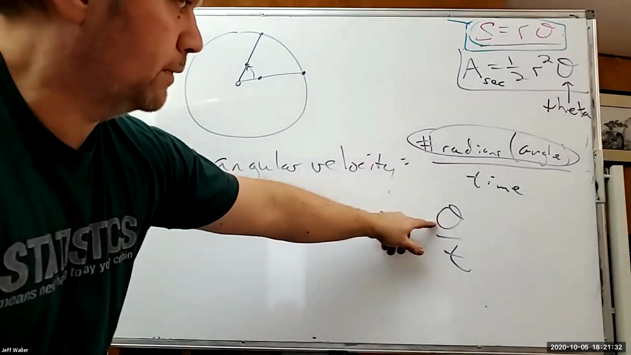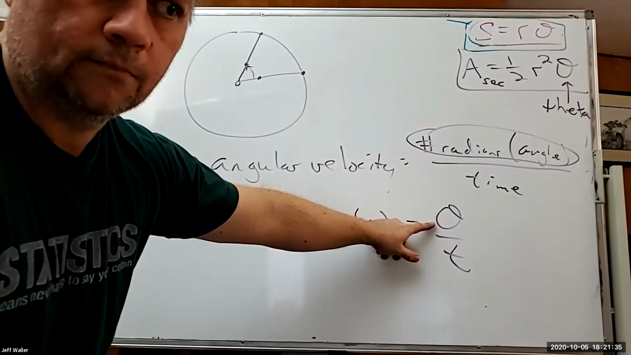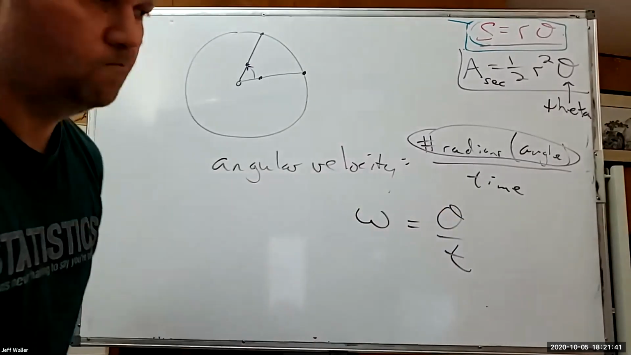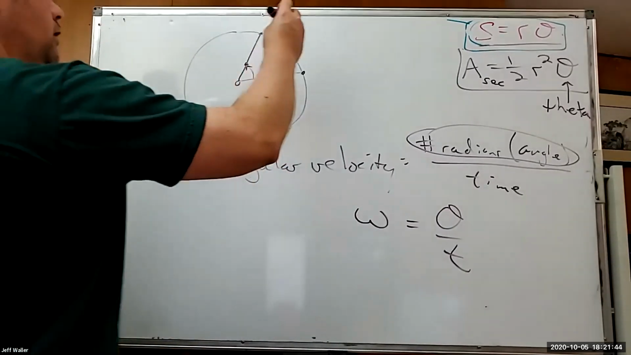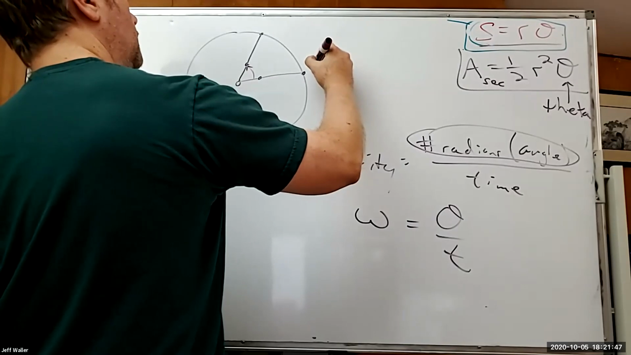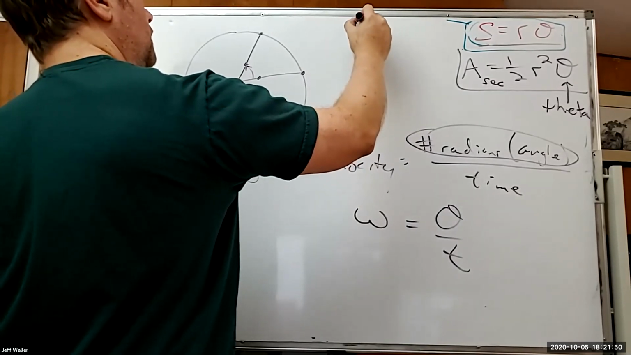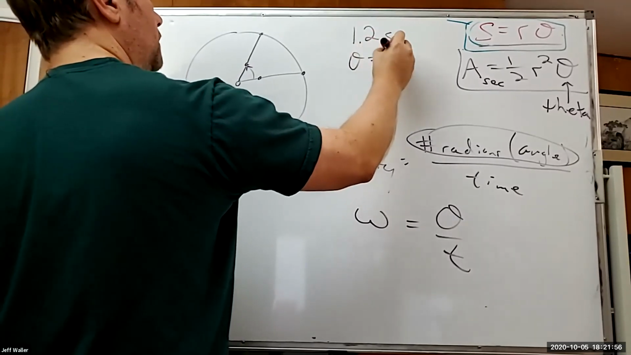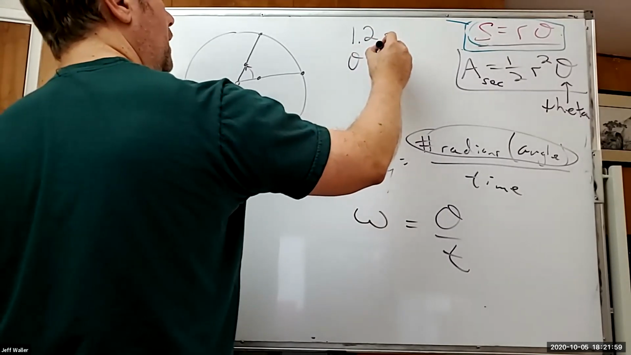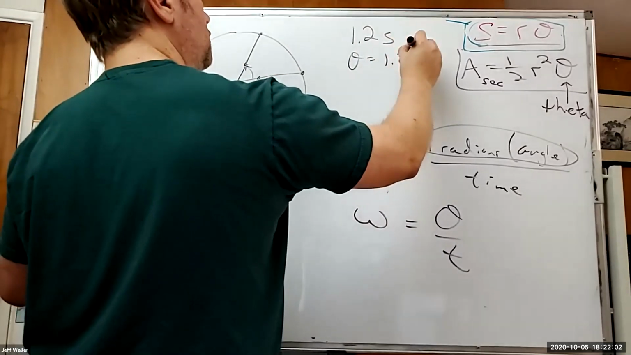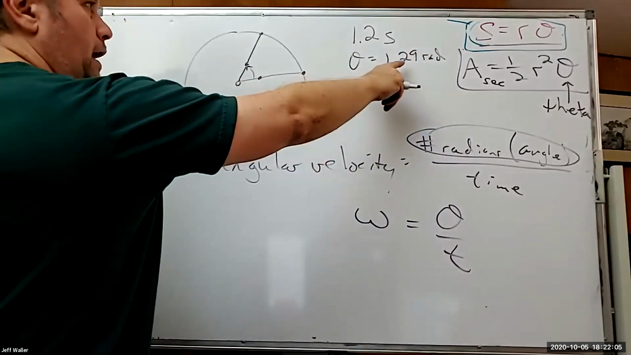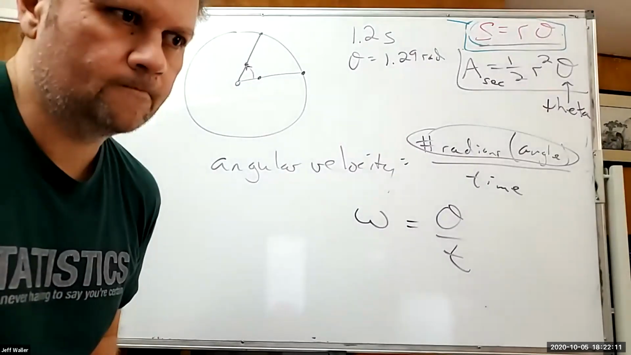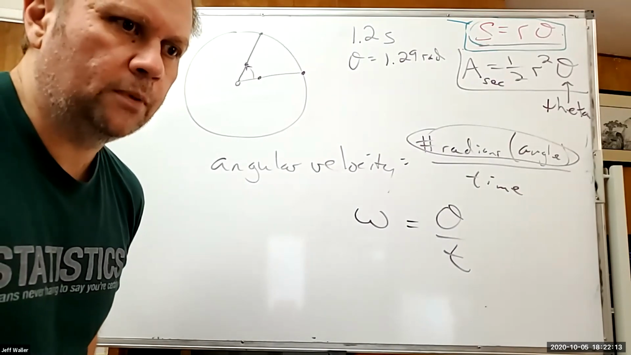Again, notice, what's this top got to be in? What units? Radians. I like it. So if the record, I don't know if this is going to make any sense, if in 1.2 seconds, let's say the record turns through 1.29 radians. Just to show you, you can have decimal radians, like somebody's multiplied the pi in. Then what is the angular speed of that record player?